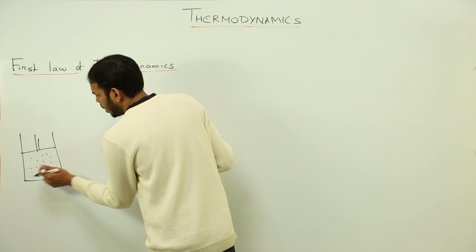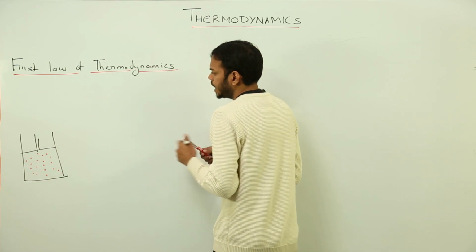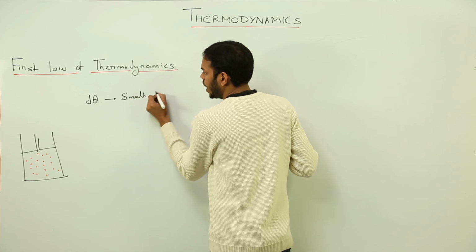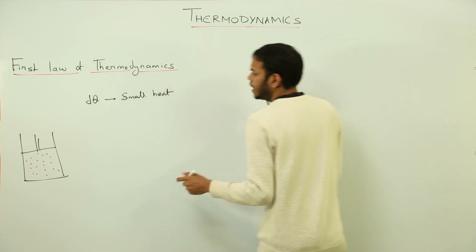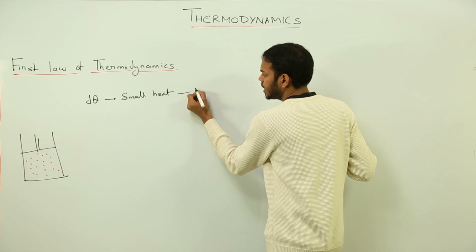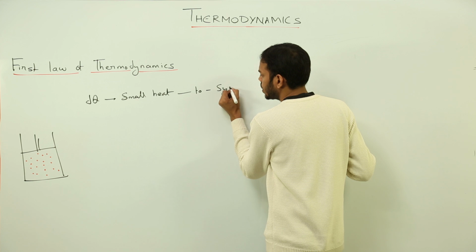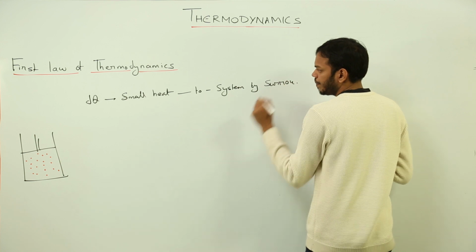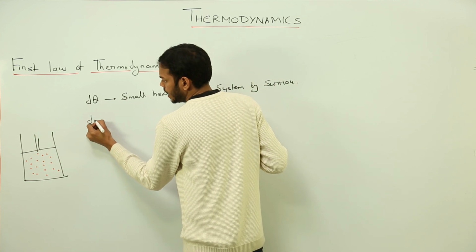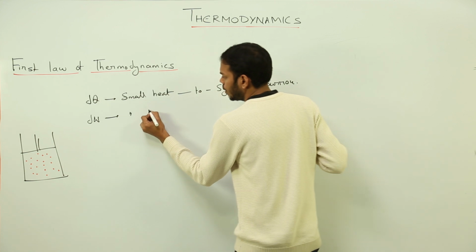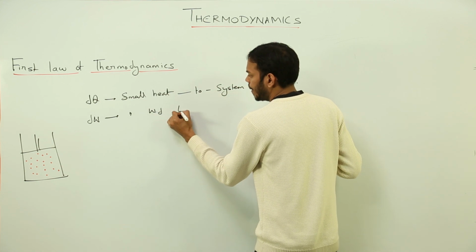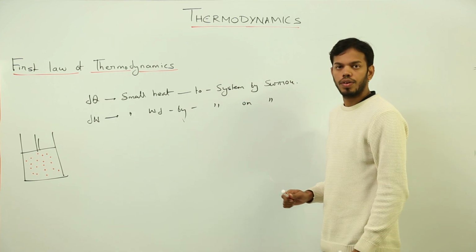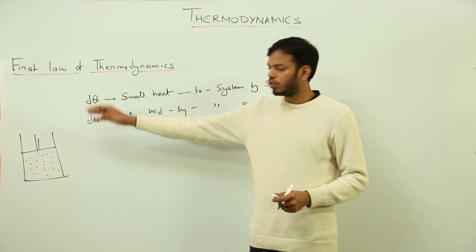Now let us say that dQ is a small amount of heat supplied to the system by the surroundings. Let us say dW is the small work done by the system on the surroundings. We have small heat provided to the system by the surroundings.